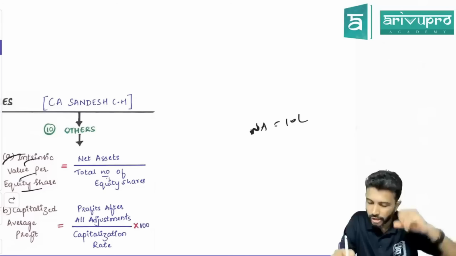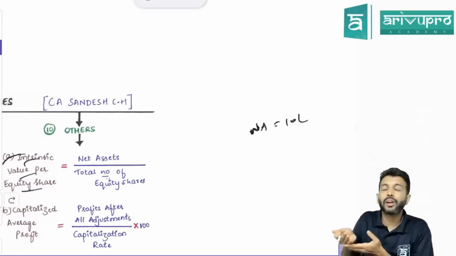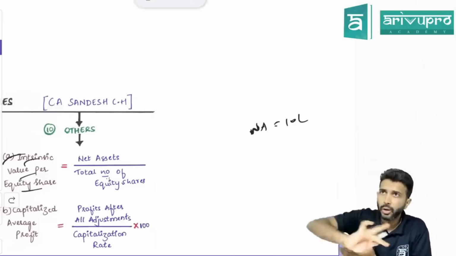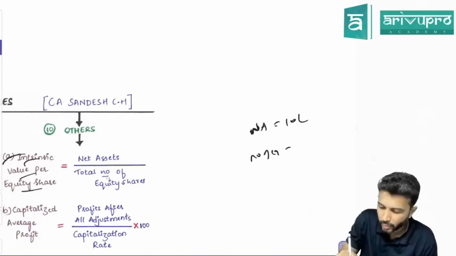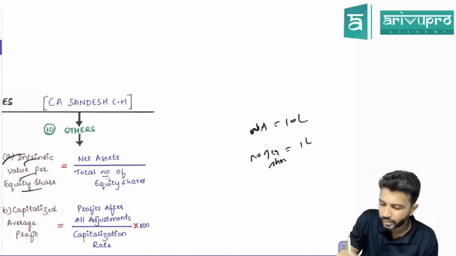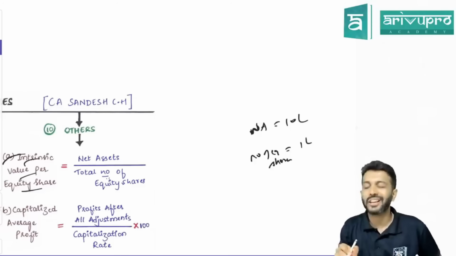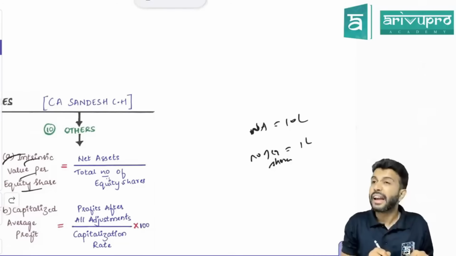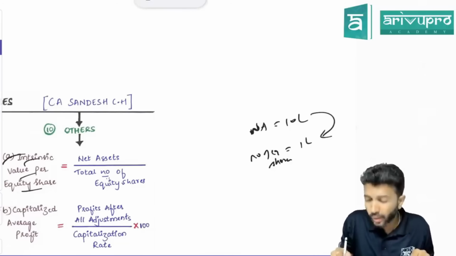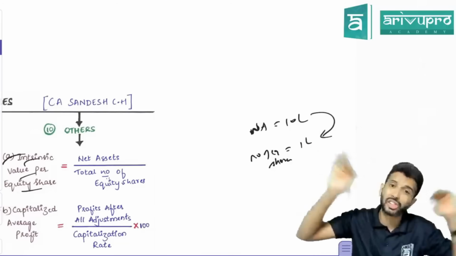Equity shareholders. Does this 10 lakh of net assets belong to one shareholder or every shareholder? Every shareholder. Let's say the total number of equity shares existing in this company is 1 lakh. How much is net assets? 10 lakh. So this 10 lakh belongs to one share or 1 lakh shares?